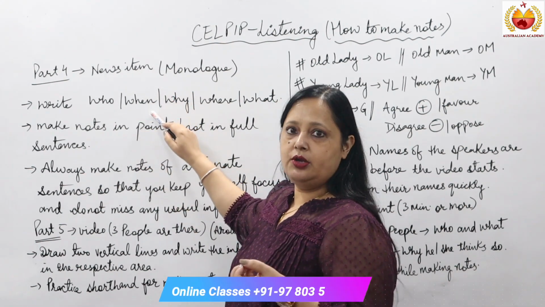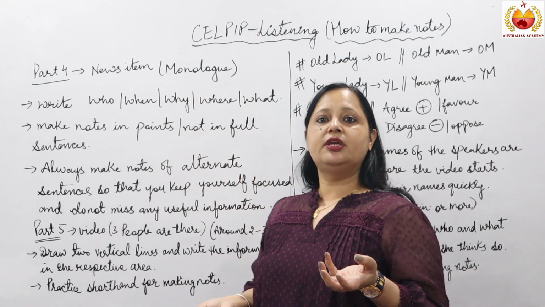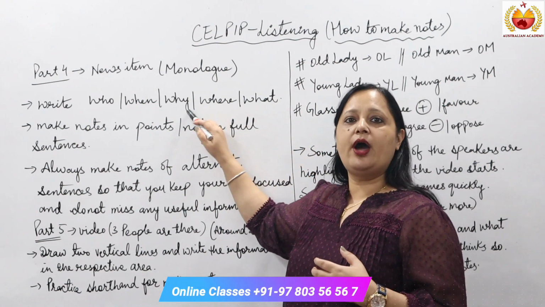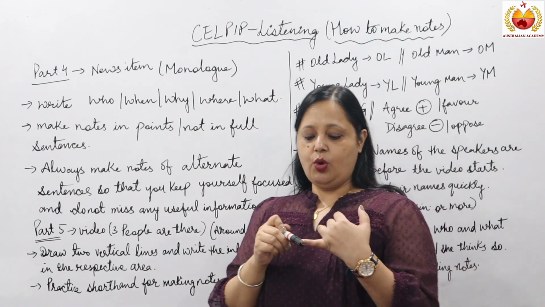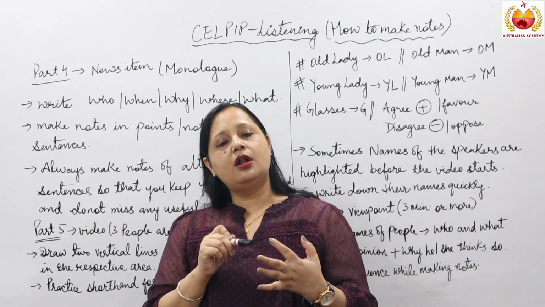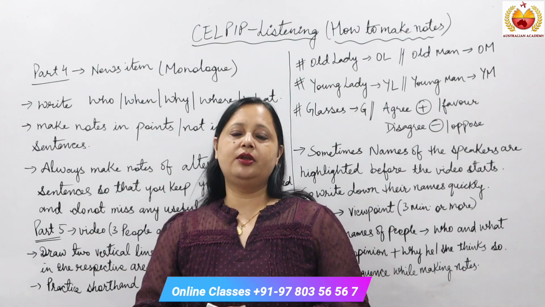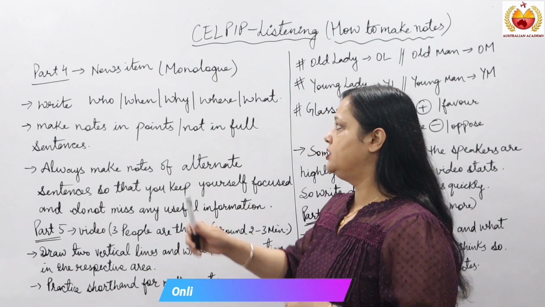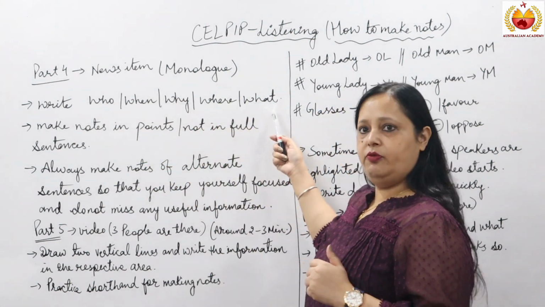Then when the incident took place, why do you think it happened, and what happened. So you have to write what happened and why. And then where. All such things, why, when, where, would make it easy for you to understand what to write and what not to write. So always focus on these WH words: who, when, why, where and what.